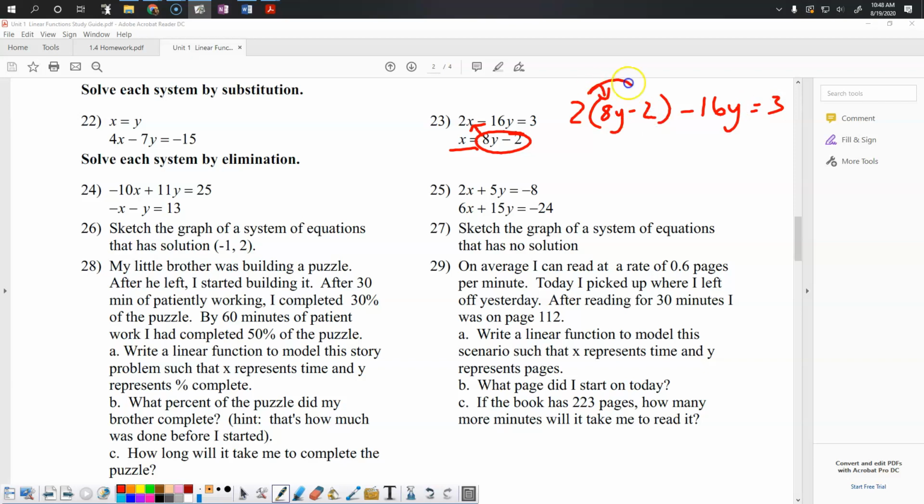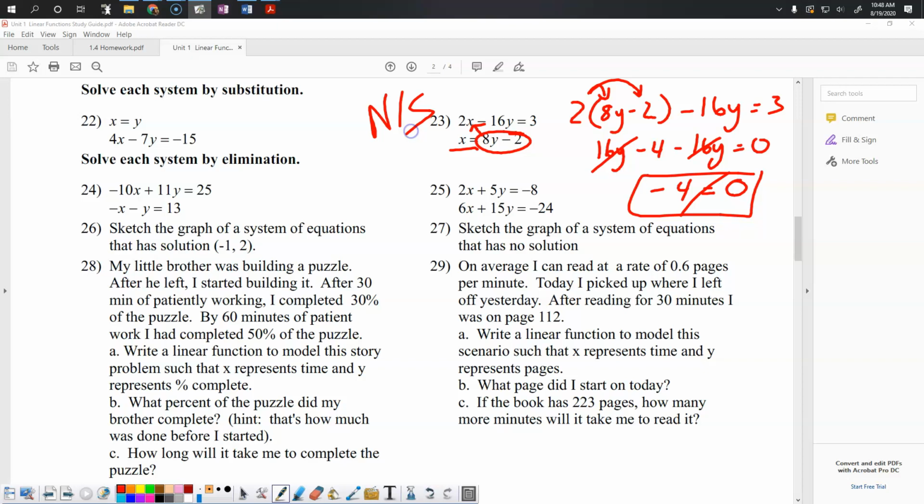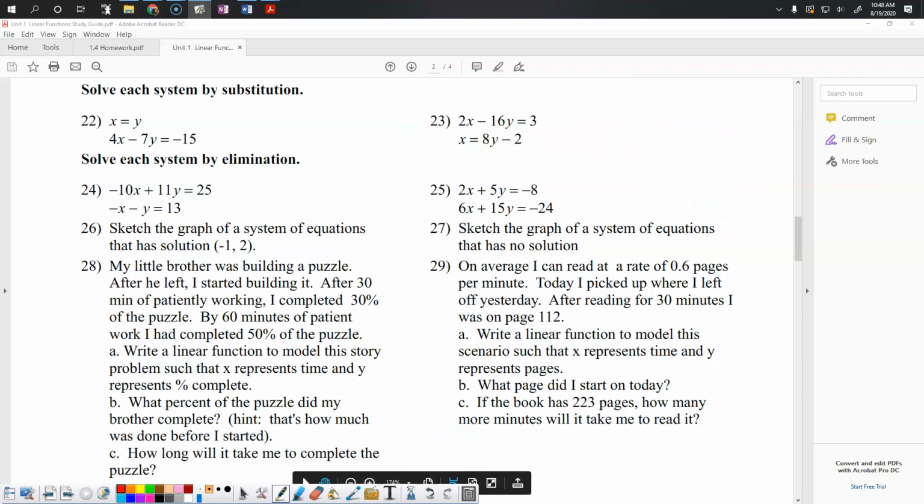So for this one, we've got a little bit more work to do to solve it. We're going to distribute first. The 16ths cancel out and you're left with -4 equals 0. Now, when your variables go away, that either means no solution or infinite solutions. When you end up with a statement like this that's false, -4 is not equal to 0, that means there is no solution.